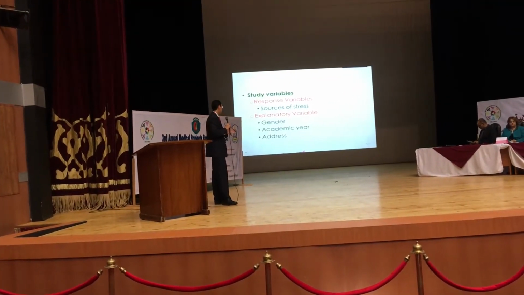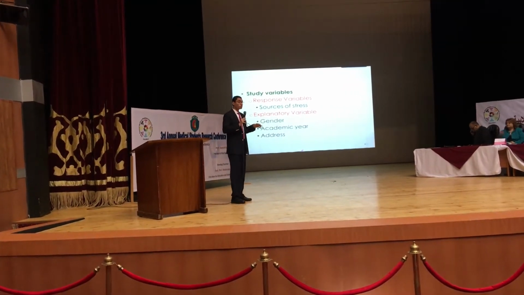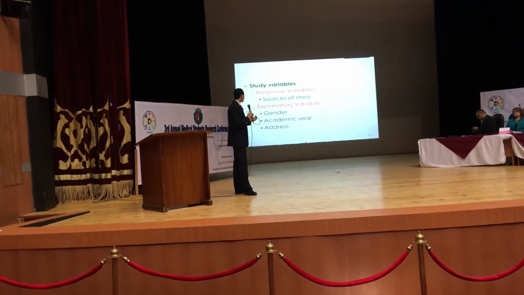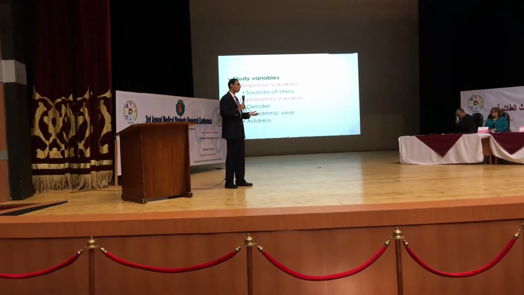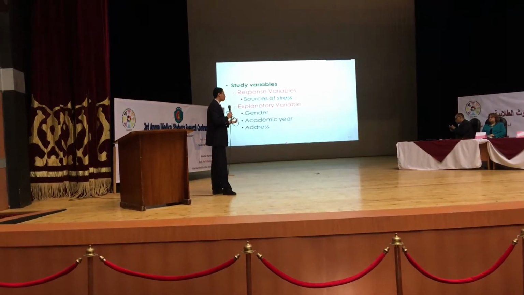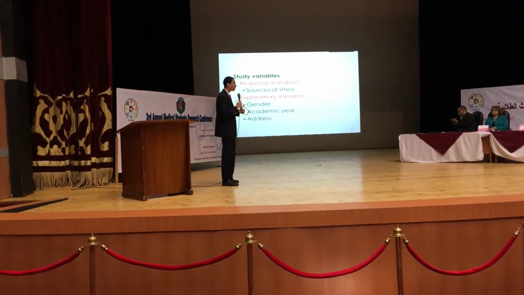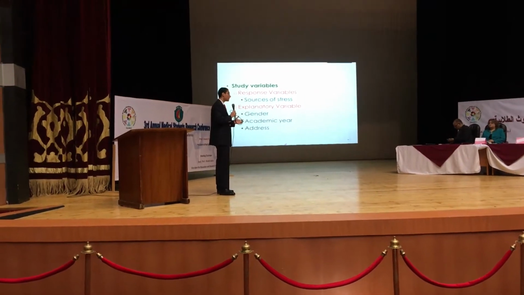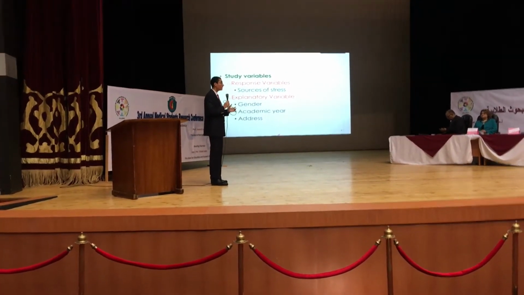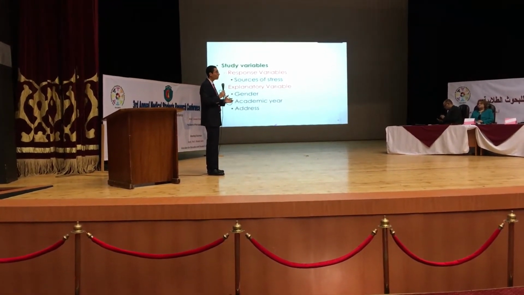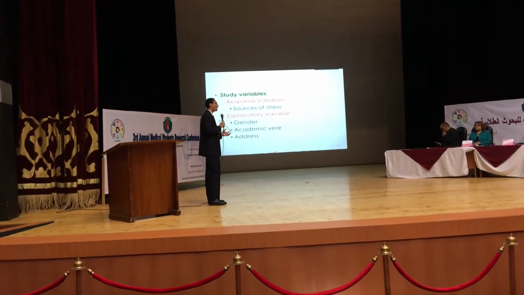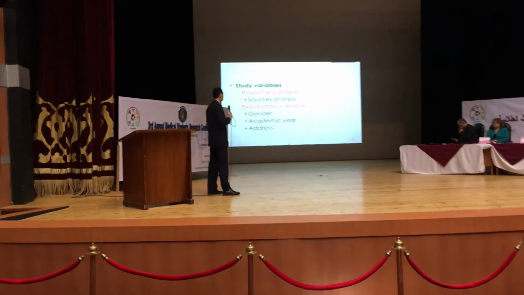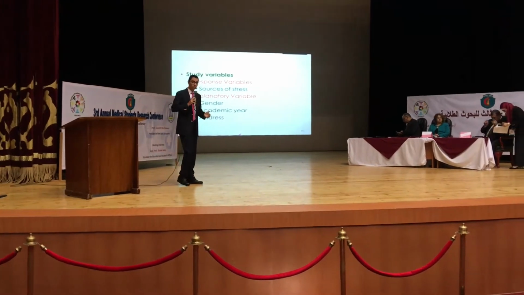Next. Study variables. Study variables are divided into two groups. The first is the response variables, which are the predicted or dependent variables. The second is the explanatory variables, or the independent variables. The response variables are the sources of stress, which are divided into six groups. The first is the academic related stressor, ARS. The second is the intrapersonal and interpersonal related stressor. The third is the teaching and learning related stressor. The fourth is the social related stressor. The fifth is the drive and desire related stressor. And the sixth is the group activities related stressor. These are the response variables. The explanatory variables are gender, academic year, and address.